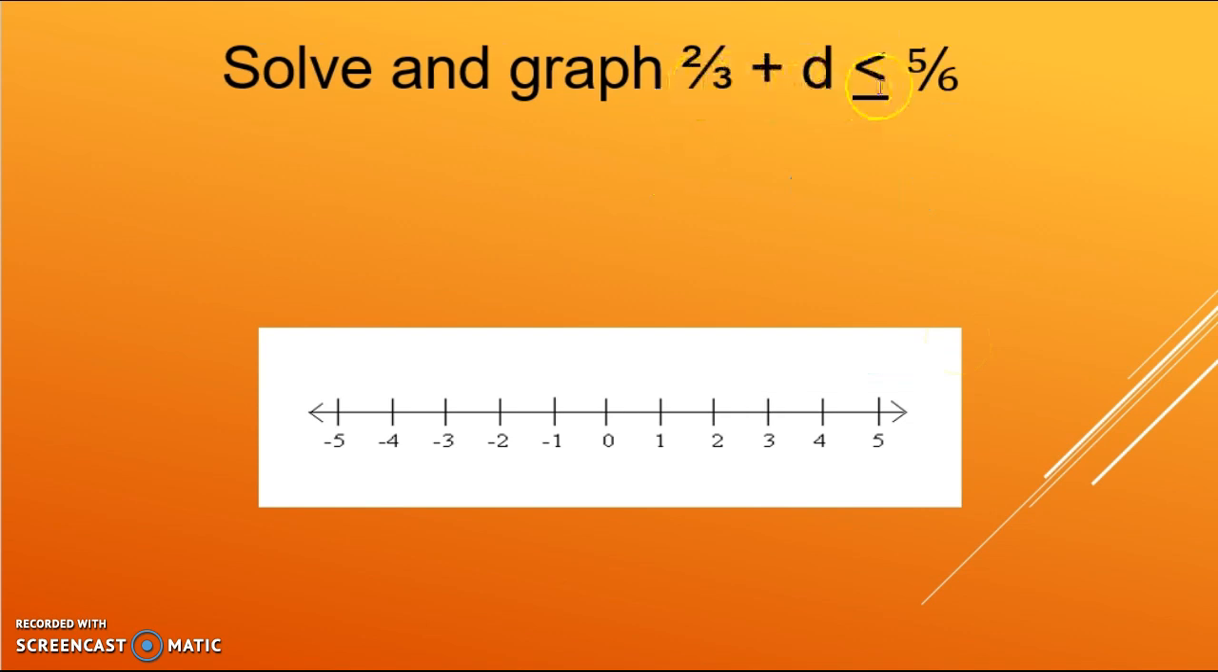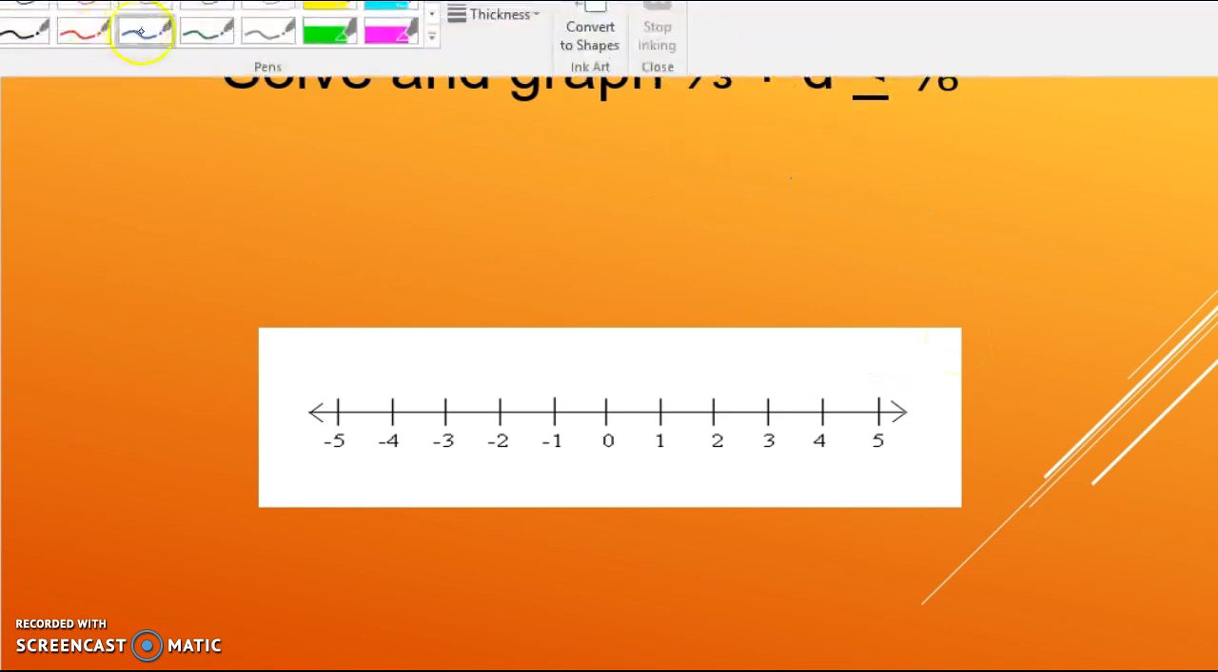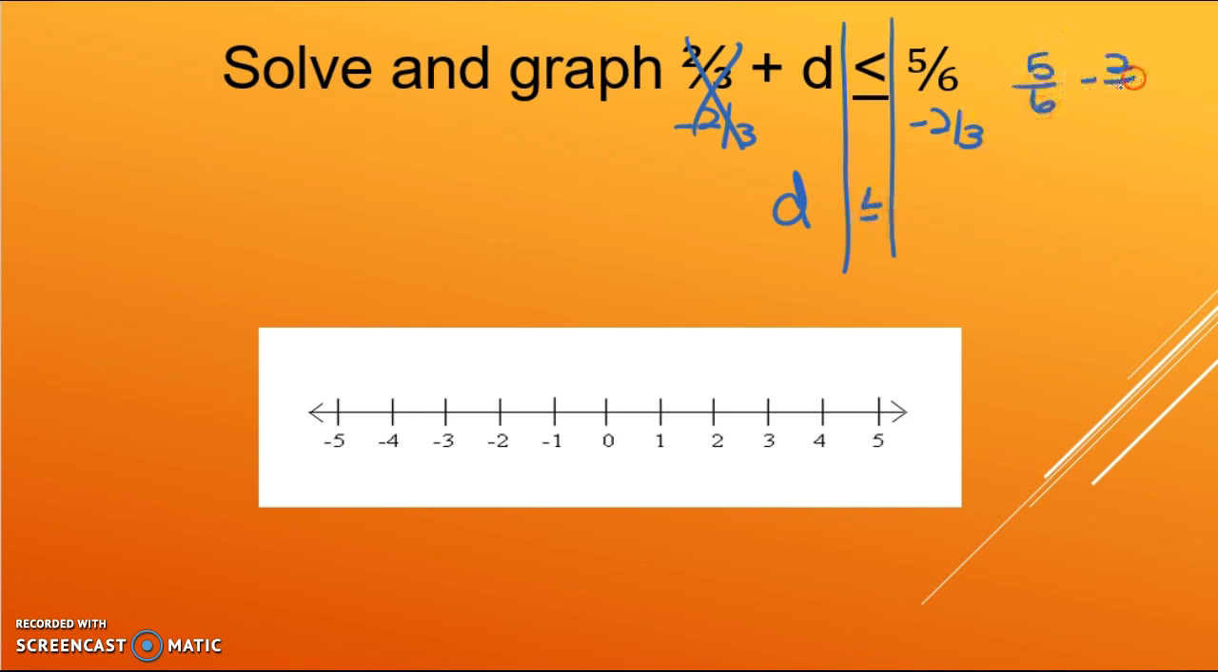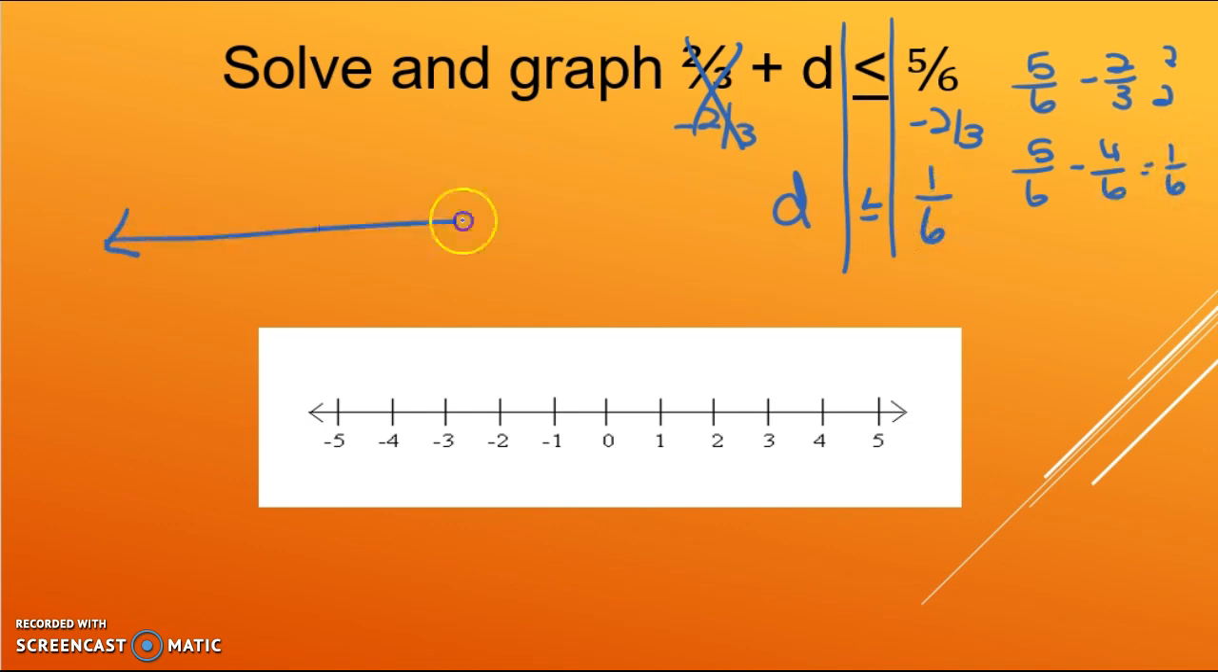Over here I have 2/3 plus d is less than or equal to 5/6. Subtract 2/3 from both sides. And I'm left with d is less than or equal to, and I need to figure out what that is. So I have 5/6 minus 2/3. I'm going to multiply this by 2 so I can get common denominators. So I have 5/6 minus 4/6, which is equal to 1/6. So I have d is less than or equal to 1/6. Make a graph here.